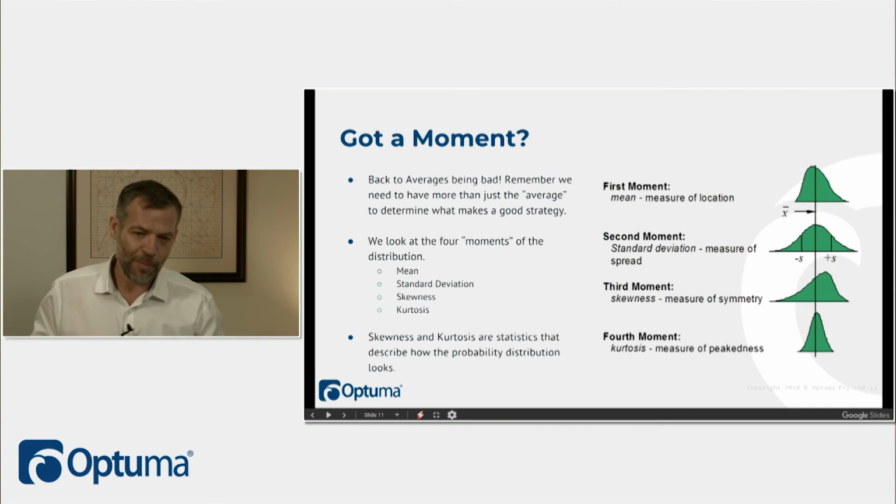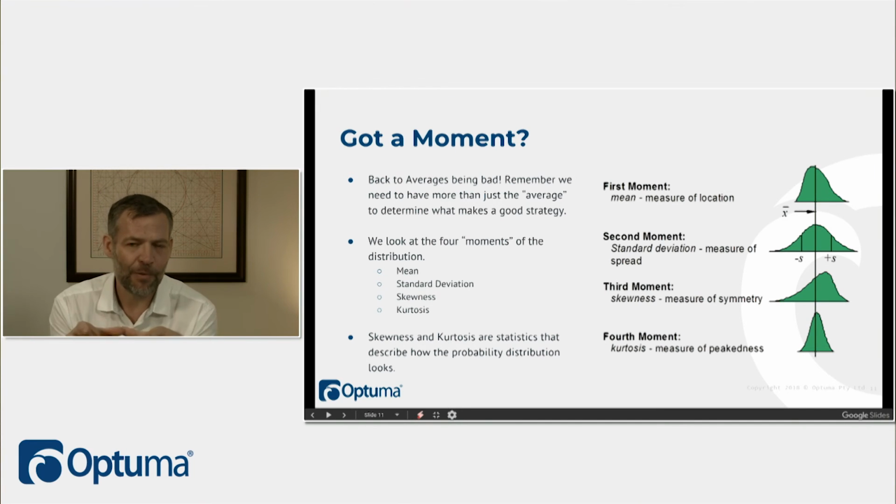So, the moments. Again, talking about averages being bad and wanting better numbers to describe them. We have the probability distribution, but there are a few numbers we use to describe the probability distribution that we're looking at. We look at what we call the four moments of a distribution. The mean we know about, that's just the average, or X bar. The second moment is the standard deviation, which is our dispersion around the mean.